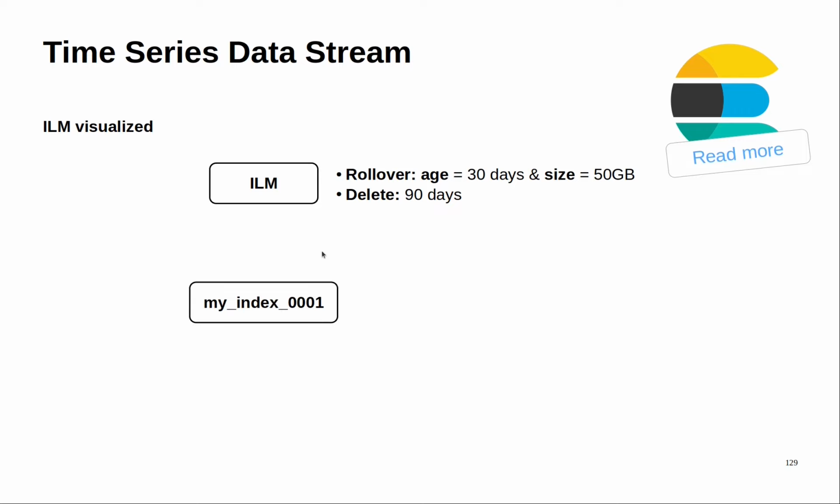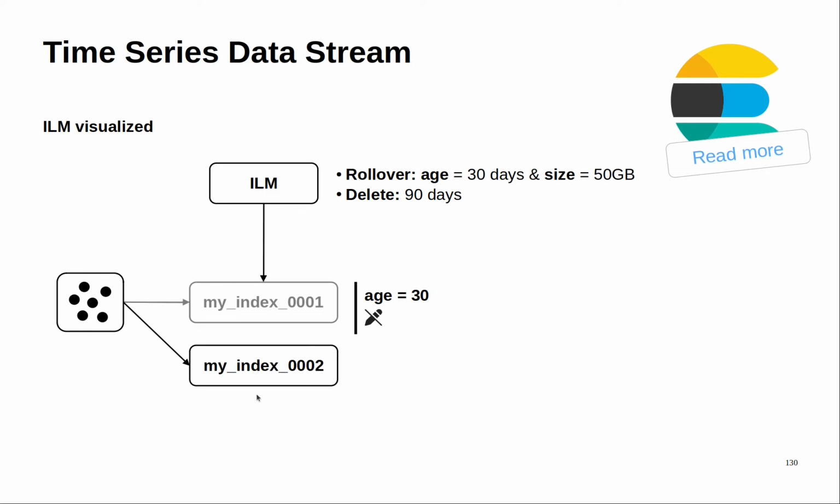Now let's say that we created the first index. It will implement the ILM policy. Here we have the time series data. We will start by indexing the data into this index. Now, when this index reaches 30 days, it becomes read-only, and a new index is created for incoming data.